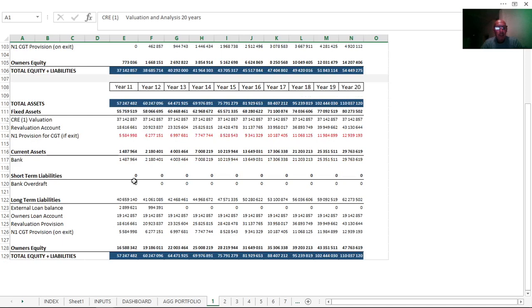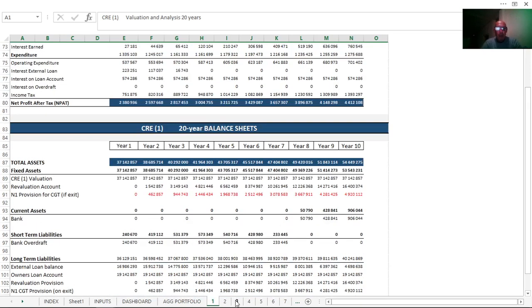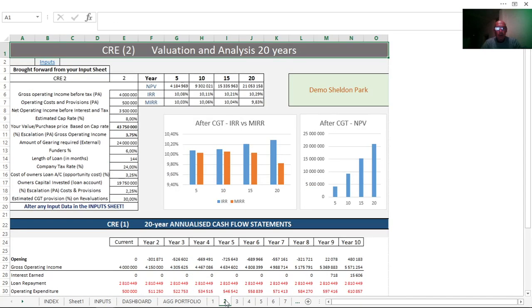So just as a checkpoint, always make sure that your total equity and liabilities match that of your total assets. And there are no mistakes, but there's very, very few areas where you can make mistakes in this particular model. So you can go and view your CR2, another option that you faced. You can quickly view the internal rates of return, modified internal rates of return, etc.